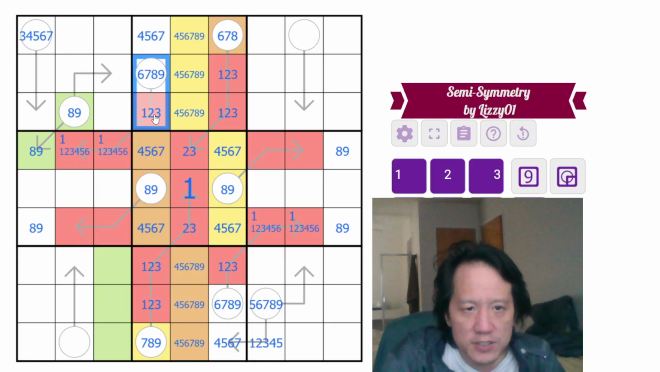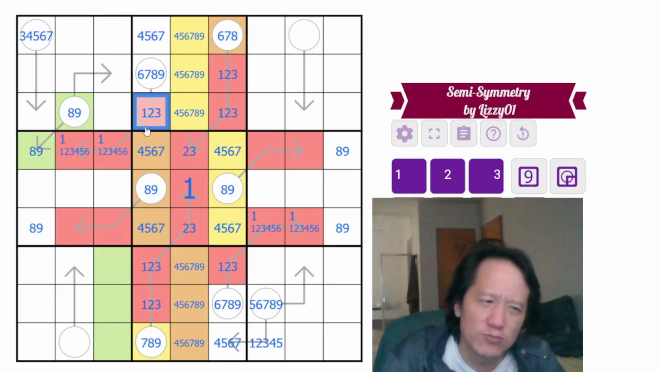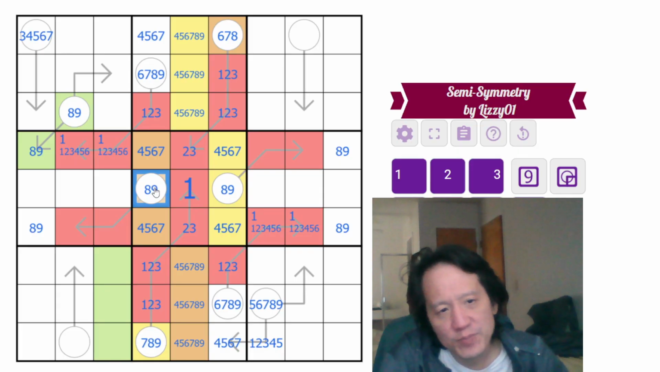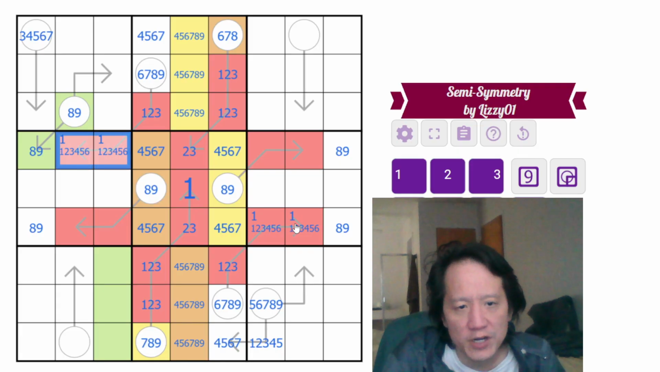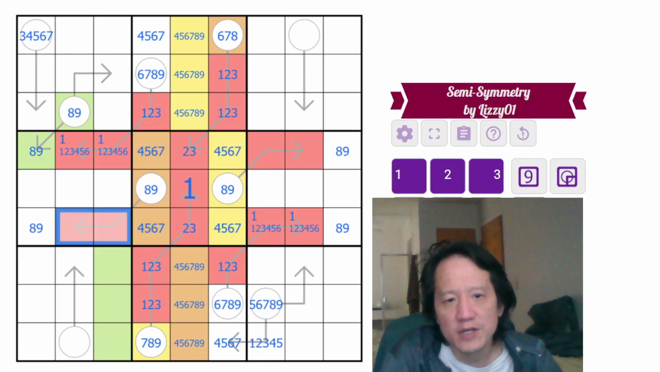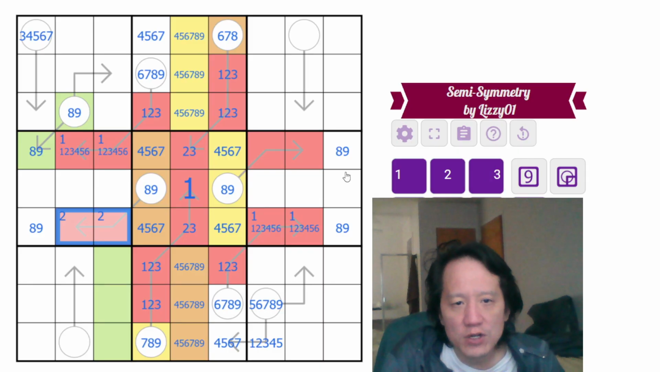We know also this adds up to at least 6. This adds up to at least 6. So this cannot be 1 and 2, because 1, 2, and I guess 1, 2, 3 does work. Never mind. We do know that this has to be 1 at least. This has to be 1. So therefore, if this is 2, one of these has to be 2.